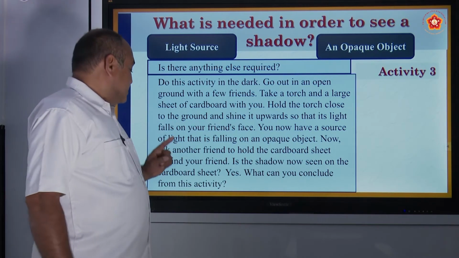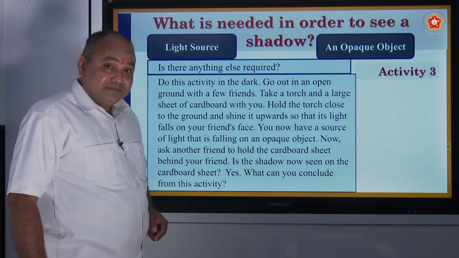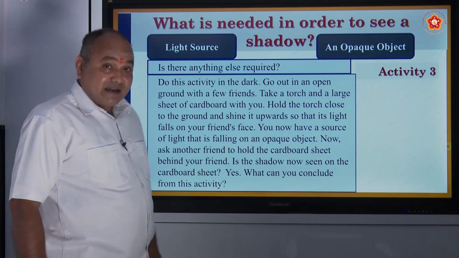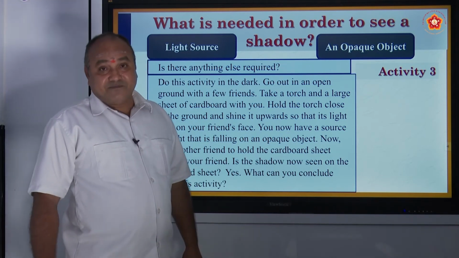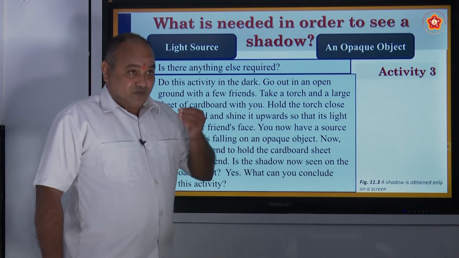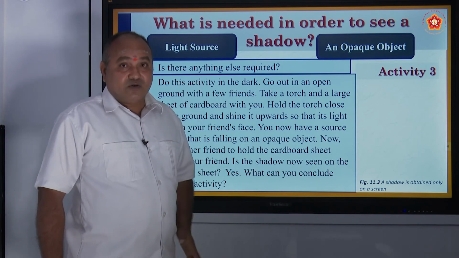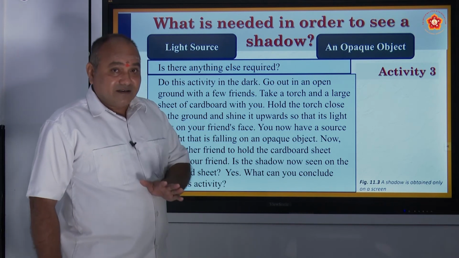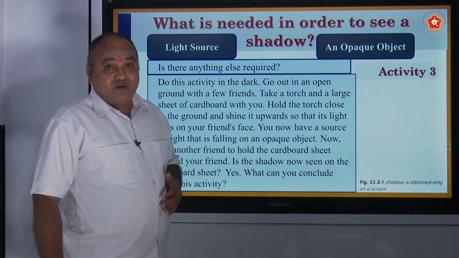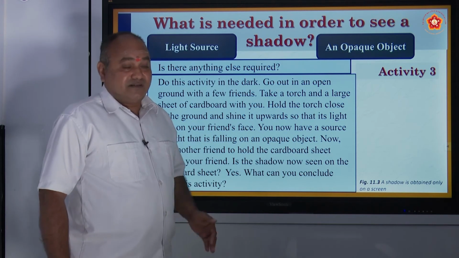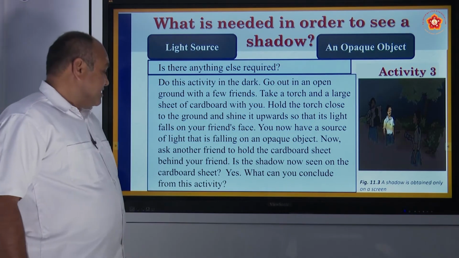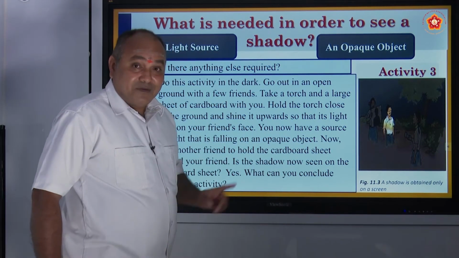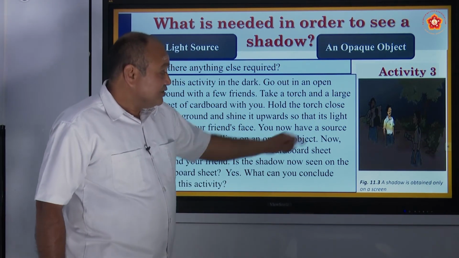Is the shadow now seen on the cardboard sheet? Yes. What can you conclude from this activity? So, for a shadow, we need a light source, an object, and the screen on which the shadow falls. This is the picture which I am talking about. Okay, you can see that.